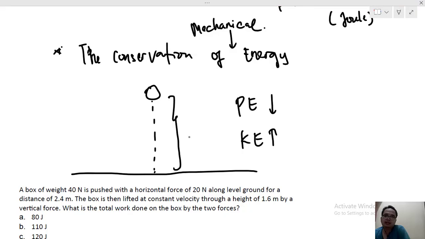So mechanical energy is PE plus KE. Mechanical energy equals PE plus KE.